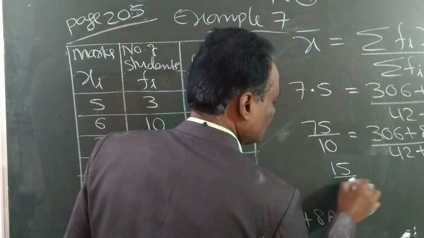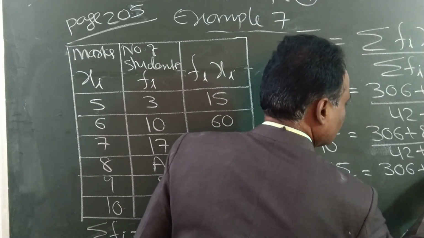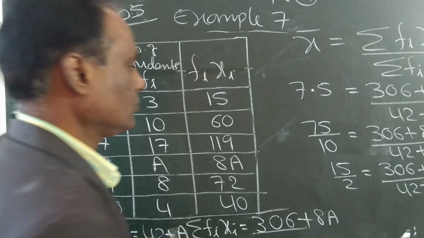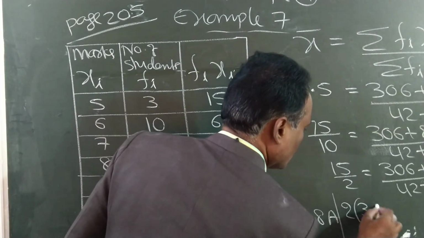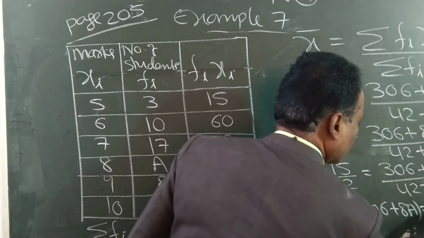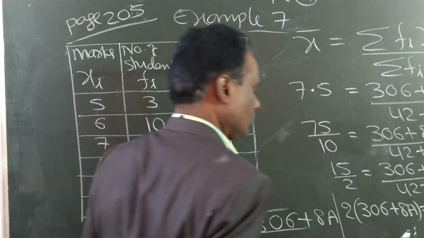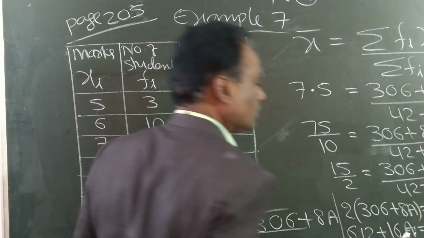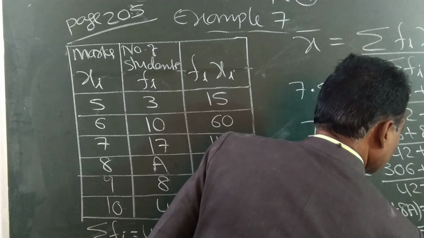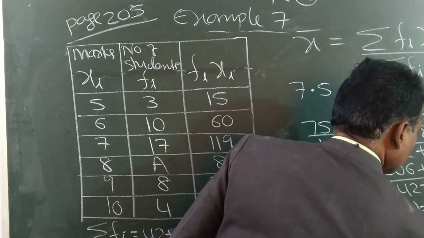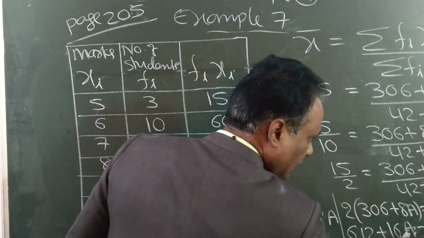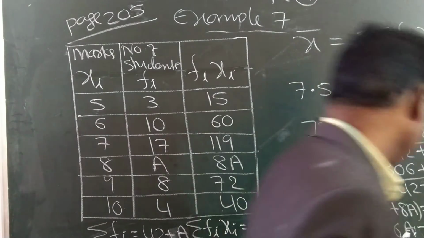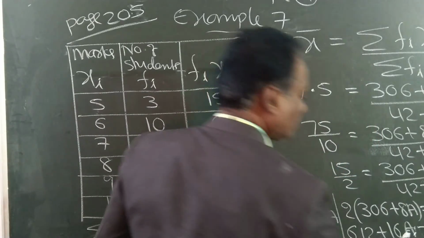Fifteen by two. 2 into 306 plus 8A, cross multiplication. 630 minus 612 is 18. That's our answer, students.